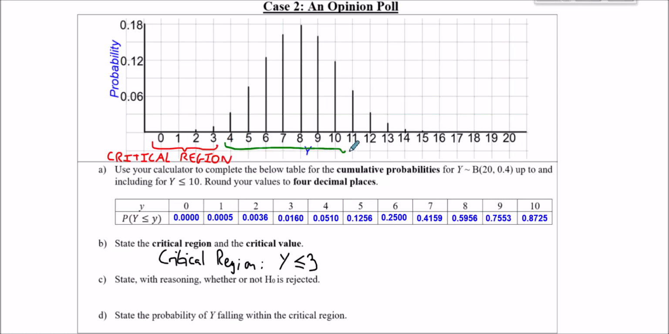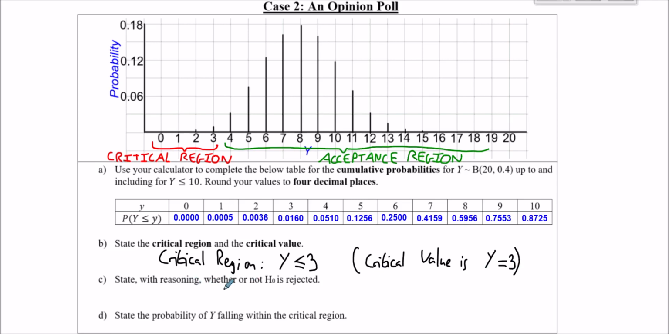Up here is the acceptance region. The critical value is the first value as you move away from the acceptance region, which would cause you to reject H0. And so as you move from the acceptance region into the critical region, you can see the first value is 3. That's the critical value. So the critical value is when y equals 3.